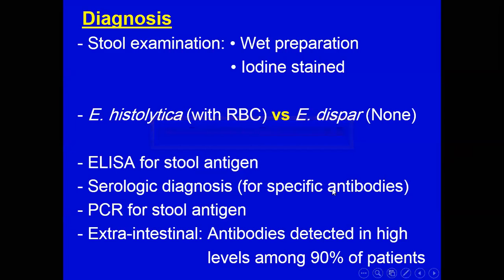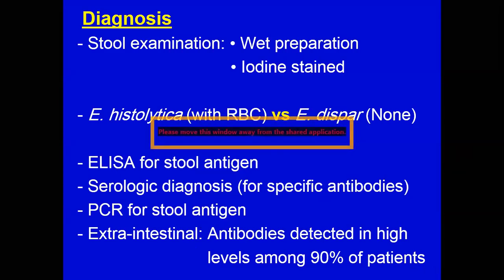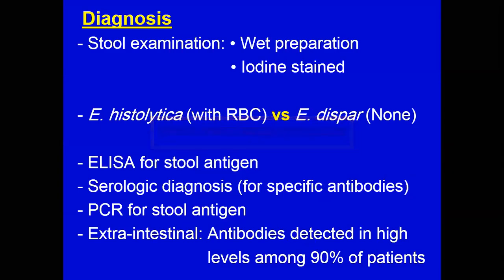Serological diagnosis, we said we can detect antibodies. PCR for stool antigen. Extraintestinal antibodies are detected at a high level. For example, 90% of patients with extraintestinal amoebiasis, for example, in the liver or in the lung, have antibodies. So the antibodies are mainly present in these people.